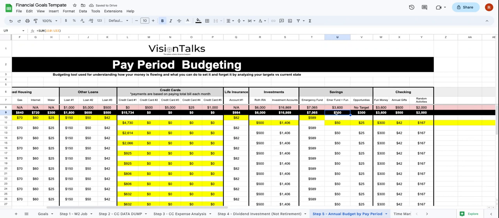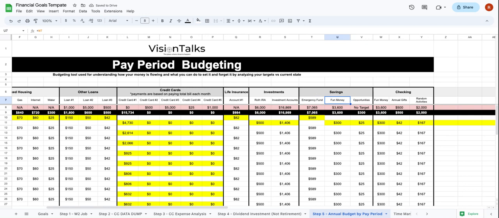So we're saying our fund money is $3,600. So what we have to do is say I need this divided by 12. And so that's $300 a month in order to have my fund money, right? And this again is your savings. So just keep that in mind.